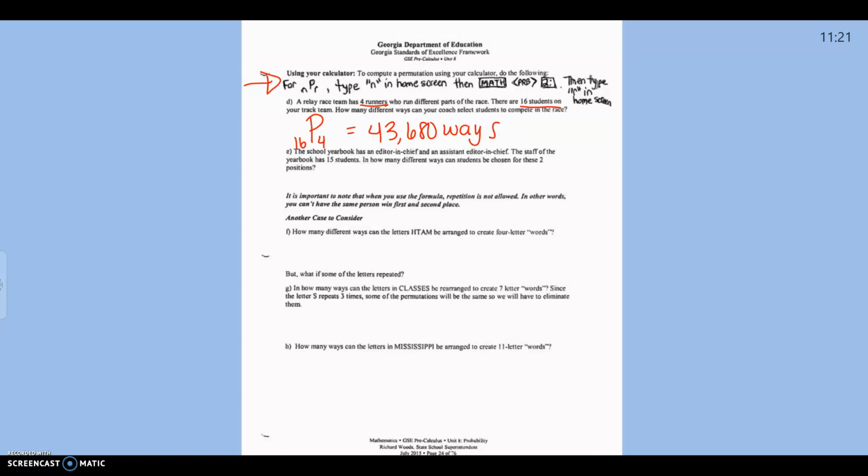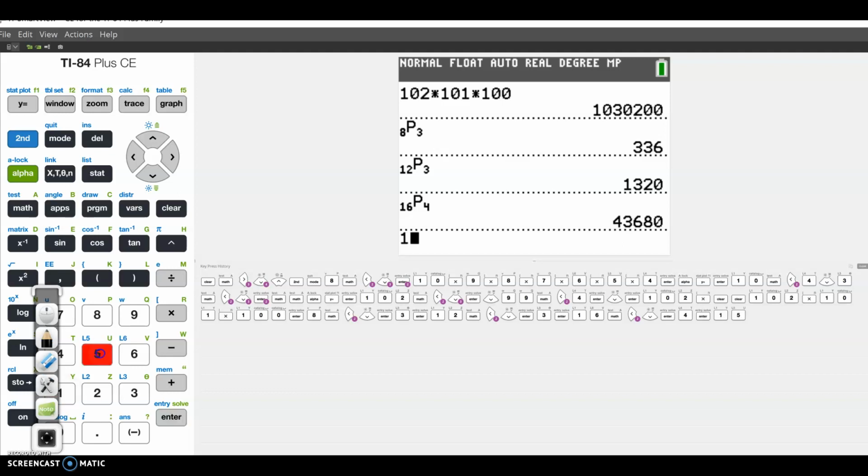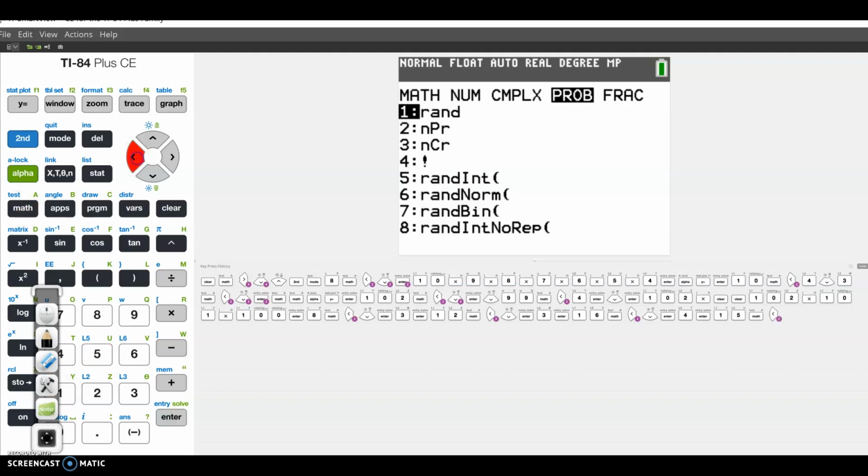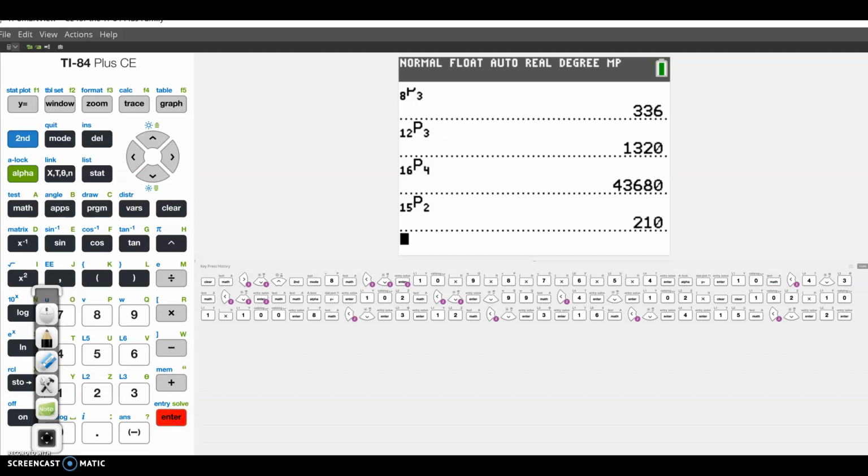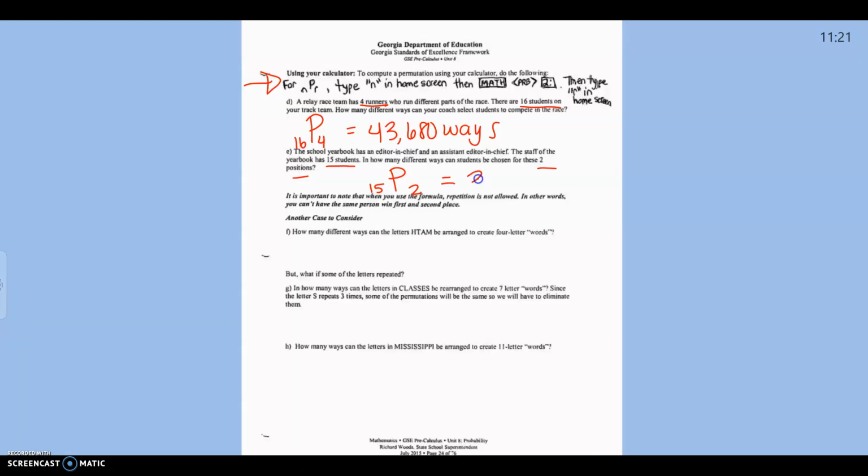Okay, so then the school yearbook has an editor-in-chief and an assistant editor-in-chief, and the staff of the yearbook has 15 students. And how many different ways can students be chosen for 2 positions? So 15 students, 2 positions. So we're going to do 15 students, 2 positions. Okay, so when we do that, 15 P 2 students. So we're going to have 210 ways.